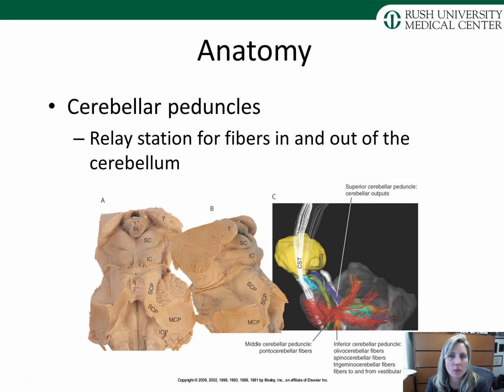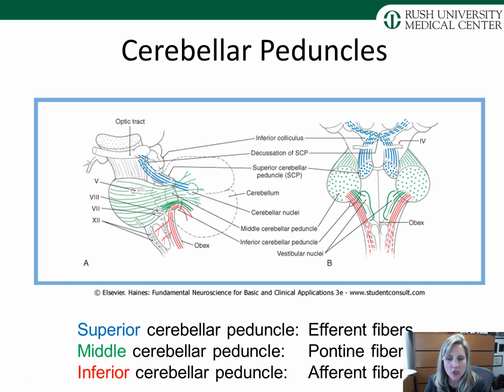So the cerebellar peduncles are the location of all of these fibers going in and out of the cerebellum, and they're quite important, especially for some diseases. You can see that they're divided into the superior, the middle, and the inferior cerebellar peduncles, and certain fibers go in and out of those peduncles. This is the breakdown of the types of fibers, and this is another picture that shows it in color coding, which makes it a little bit easier.